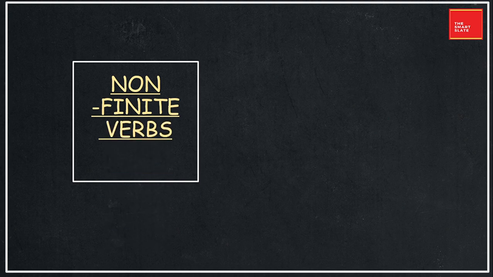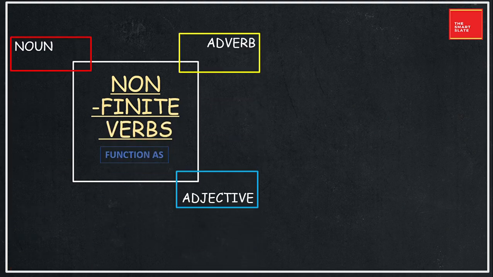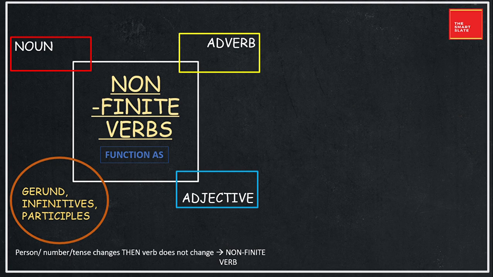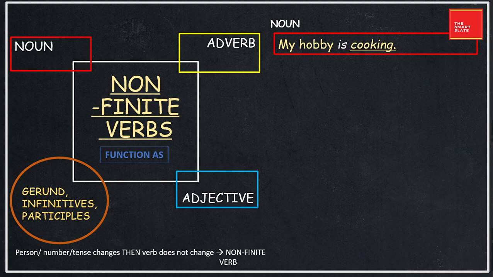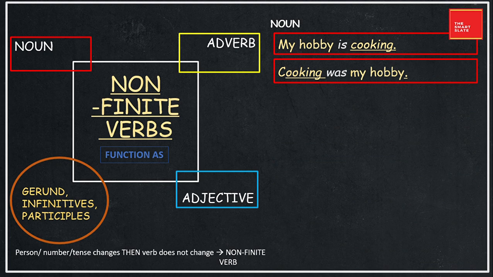Non-finite verbs usually function as a noun, adverb, or an adjective. The types of non-finite verbs are gerunds, infinitives, and participles. These verbs do not change with the change in the person, tense, or subject. So here, my hobby is cooking. Cooking was my hobby. I change the subject and tense, but the non-finite verb, cooking, which is a noun, remains the same. Even when you change the tense, the non-finite verb cooking is still the same. Cooking here acts as a noun.